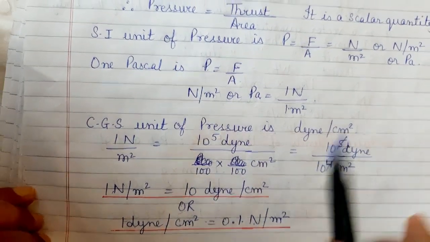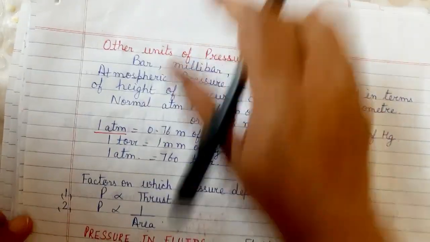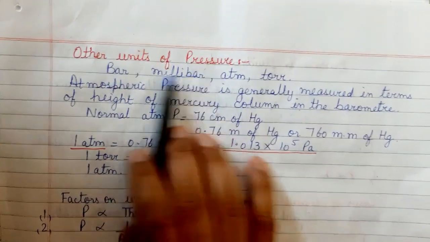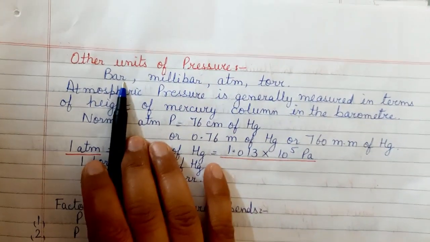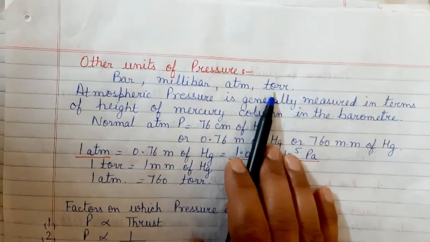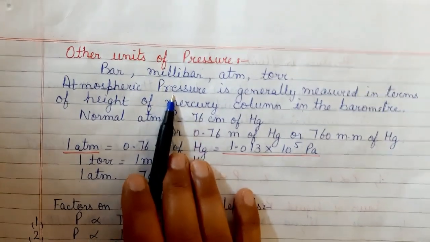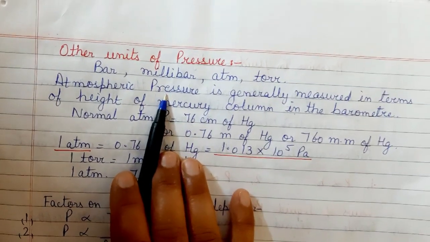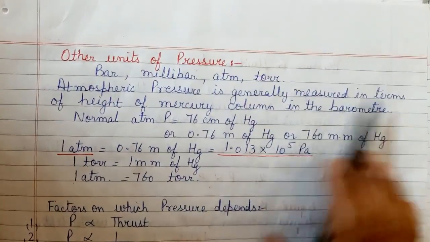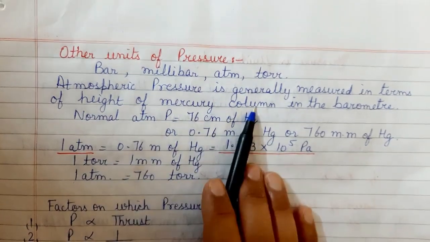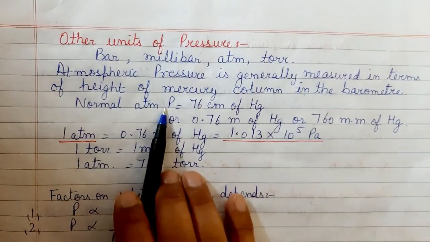So now here we have covered two topics. One is thrust and the other is pressure. There are some other units of pressure also, but they are not very frequently used. I have made a list of units for you: bar, millibar, atmosphere and torr. Whenever we have to measure atmospheric pressure, what is atmospheric pressure? It is the pressure which is exerted by air on us. So atmospheric pressure is generally measured in terms of height of mercury column in the barometer. And normal atmospheric pressure has a fixed value.